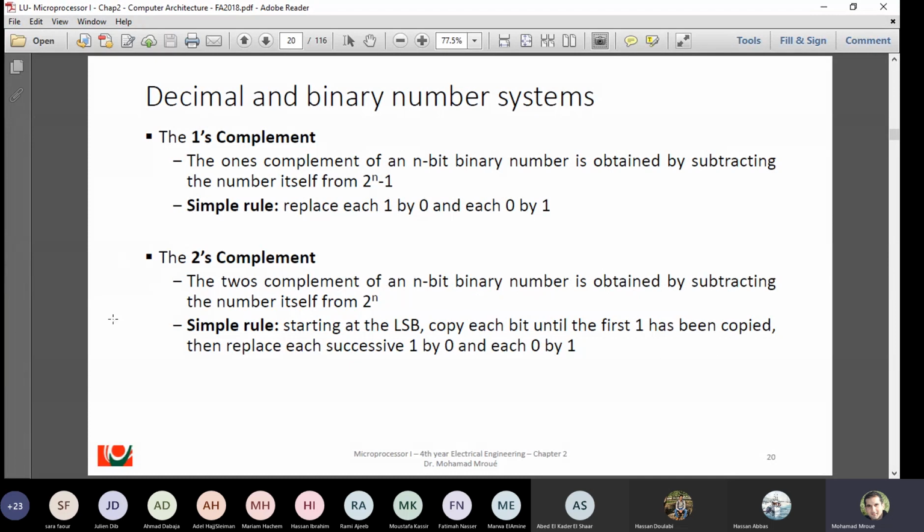2 power n, or a simple rule. So we calculate the first complement, then we add 1, or we start from the least significant bit, يعني from the right, we copy each bit onto the first one. يعني طالما عندي zeros، إذا مبلشين بالzeros, so we just copy the zeros. بس أوصل على أول 1, we copy the 1 and then we replace each successive one by zeros and each 0 by 1. يعني بكون عم بعمل complement للباقيين.